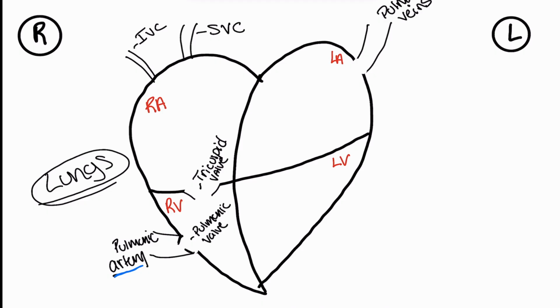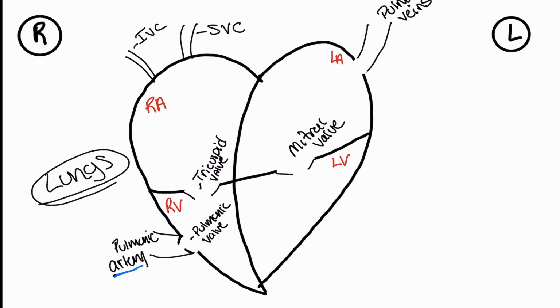We are now in the left atrium. And from the left atrium, we need to get to the left ventricle. Well, how we do that, you guessed it, another valve. And this valve is your mitral valve.